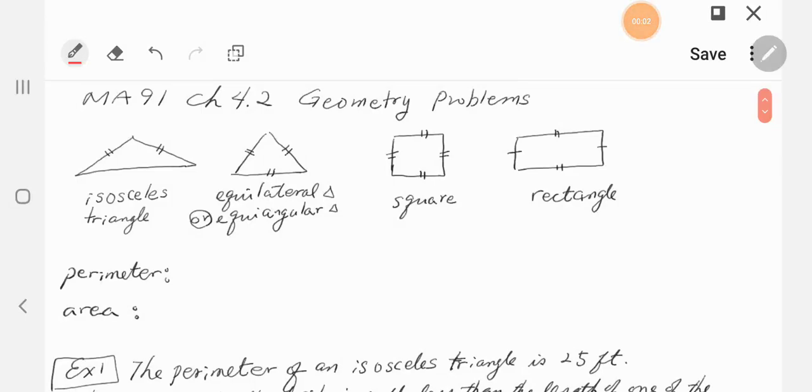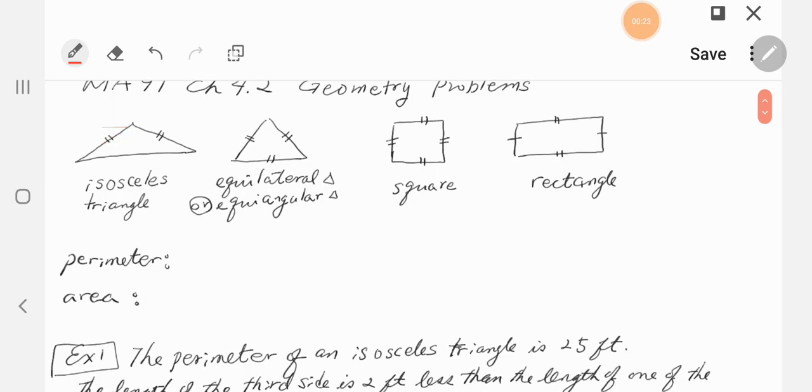Okay, chapter 4.2 is about geometry problems. In this case, we will learn the types of figures. So the first one is the isosceles triangle. Isosceles triangle means there are three sides, and two of the three sides are equal.